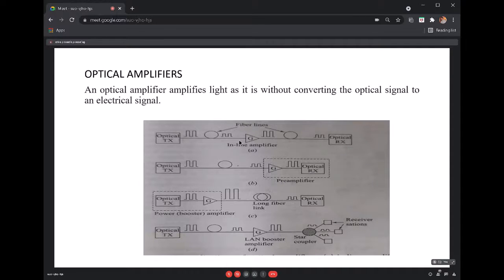You are using an active material, where again a pump source will be given. Its function is to absorb the energy supplied from the external source. So this pump is going to give some external energy. This supplies energy to the electrons. For example, here we have drawn an inline amplifier, where there is an active medium to which a pump source will be connected.